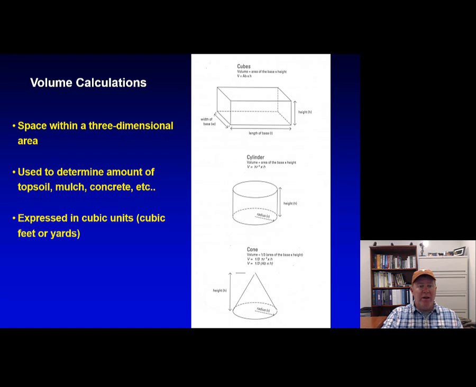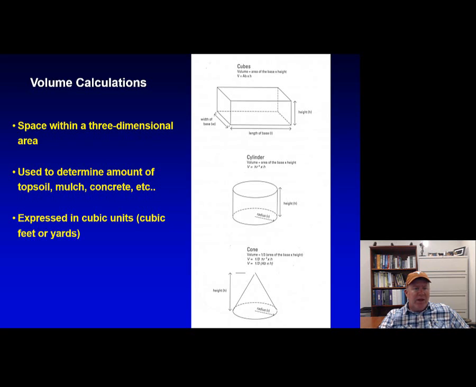Well, here we have volume calculation. We use this primarily for concrete, mulch, topsoil, things of that nature. It's going to be expressed in cubic units, such as cubic feet or cubic yards. It depends on whether you're buying your concrete in the truck or in bags, and whether it'll be stated in cubic feet or cubic yards.